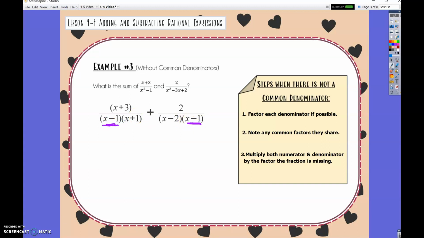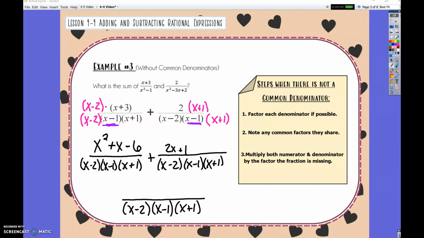But each of the other fractions has one that the other one's missing. So this guy has an x plus 1, but he's going to want an x minus 2. So I'm going to put x minus 2 down here, but whatever I multiply the denominator by, I need to multiply the numerator by. And that's because it's really just multiplying the whole fraction by 1. This side over here needs to be multiplied by x plus 1, because this one has that and he doesn't. So we'll multiply the numerator and the denominator by x plus 1.